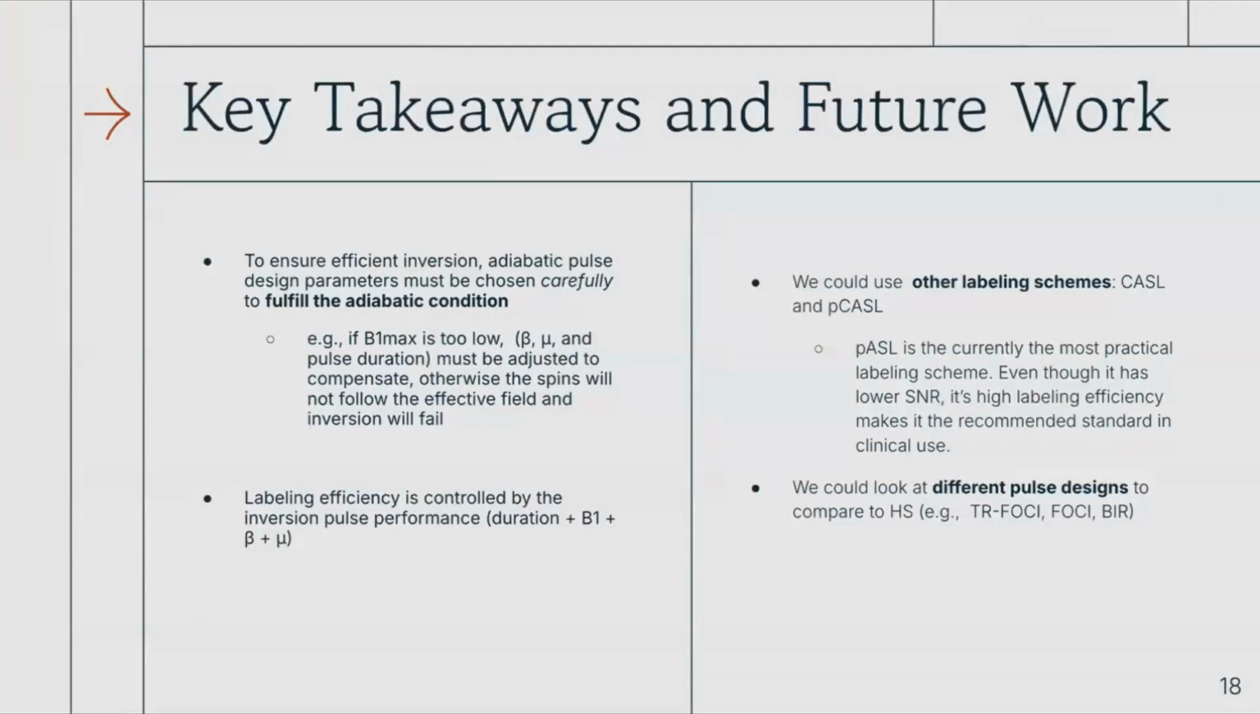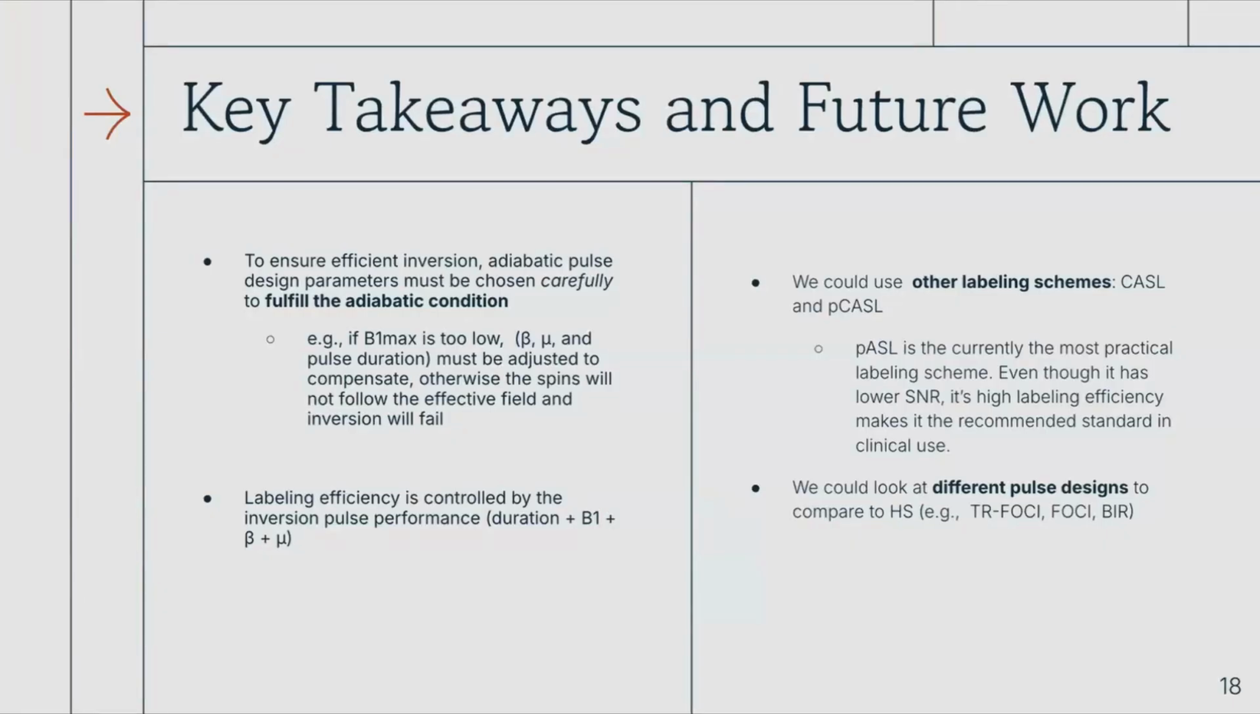Key takeaways and future work. To ensure efficient inversion, adiabatic pulse design parameters must be chosen carefully to balance and fulfill the adiabatic inversion. So for example, if B1 max is too low, beta, mu, and pulse duration must be adjusted to compensate. Otherwise, the spins will not follow the effective field. The labeling efficiency is controlled by the inversion pulse performance with a combination of duration, B1 max, beta, and mu.